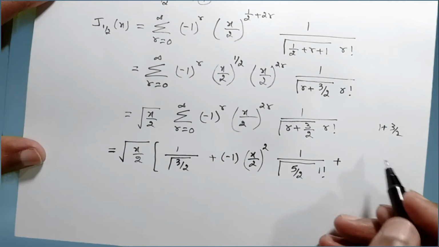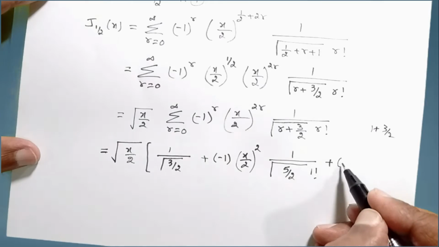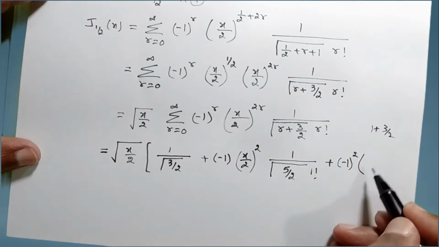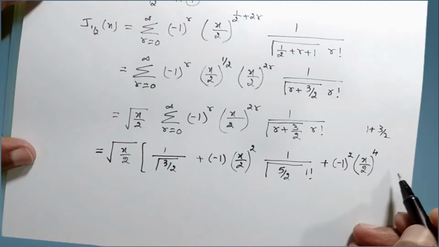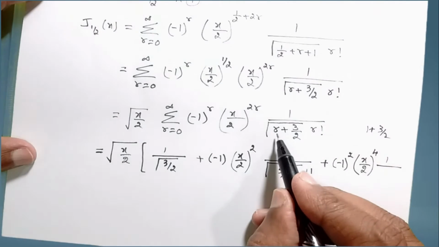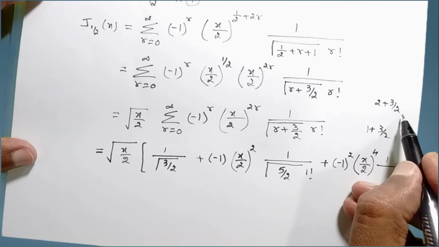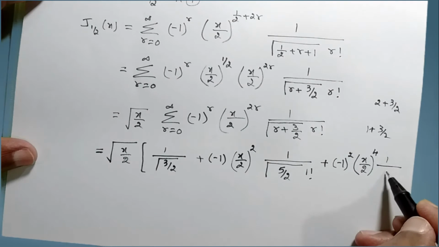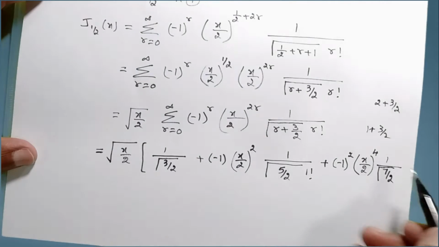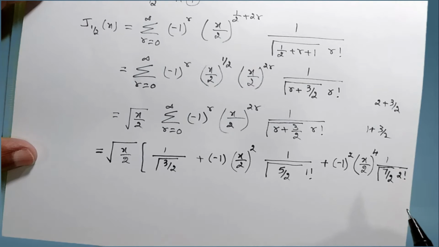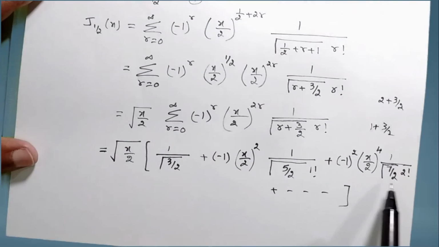Next value plus, again this was r equals 0, this was r equals 1, next r equals 2, minus 1 power of 2, x by 2 to the power of, r is 2 here, so 2 times 2 will be 4, into 1 by, here r is 2, so 2 plus 3 by 2, so how much will we get? 4 plus 3, 7, 7 by 2 you get, so gamma of 7 by 2, into r factorial, r is 2, so into 2 factorial, and the series will continue up to infinity. I have taken only 3 terms to simplify.